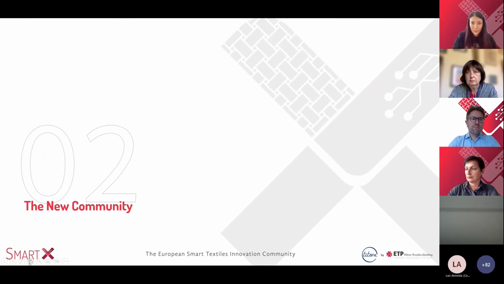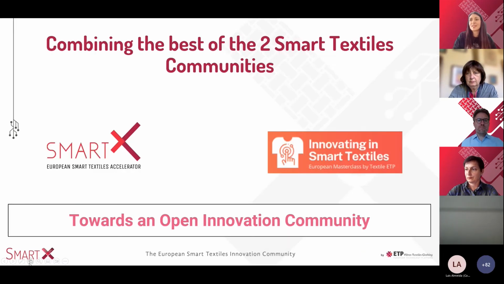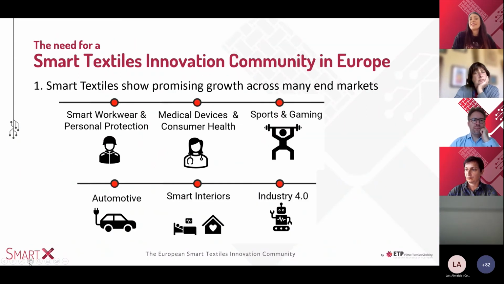So saying that, this is the stage we are at right now with the new community. The idea is to merge those two big networks of experts and combine them. This is why we believe there is a need for a community nowadays in smart textiles. First of all, because they have promising growth across many end markets like smart workwear and personal protection, medical devices and consumer health, sports and gaming, automotive, smart interiors, and Industry 4.0.